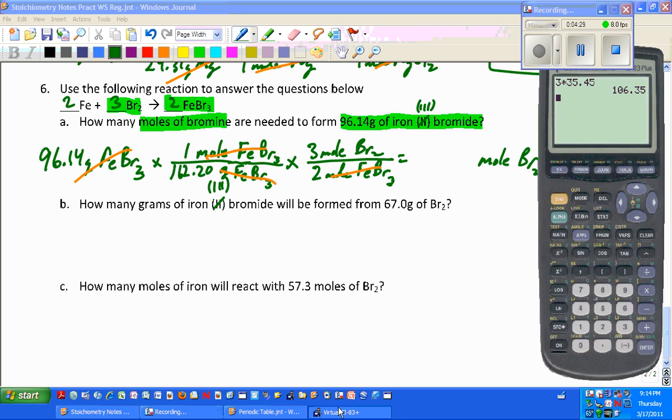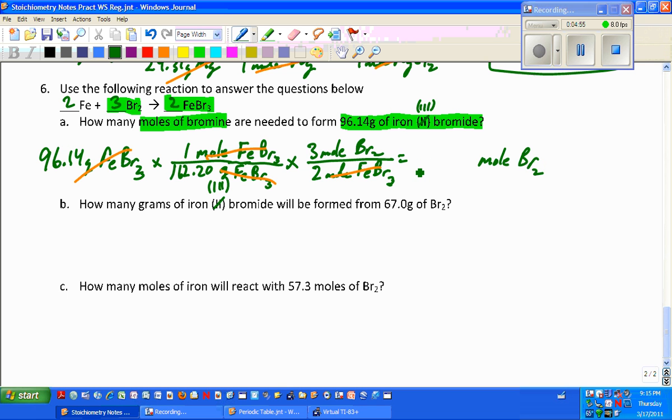I'm ready to go ahead and grab a calculator and punch that through. Yeah, I don't think I can do that in my head. All right, so I've got 96.14 grams times 3, enter, divided by 162.20, enter, divided by 2, enter. We're talking 0.889. Oh, I need 4 sig figs, so we're talking 0.8891. 0.8891 moles of bromine.